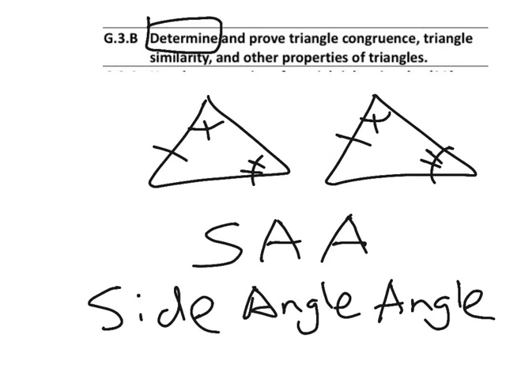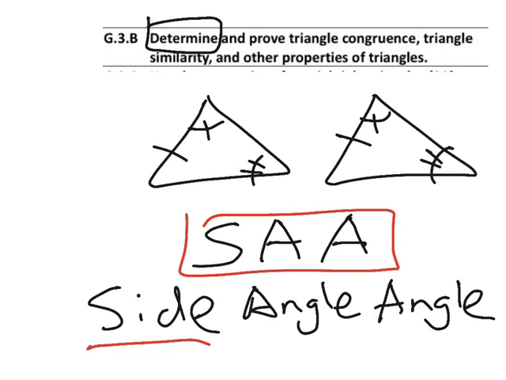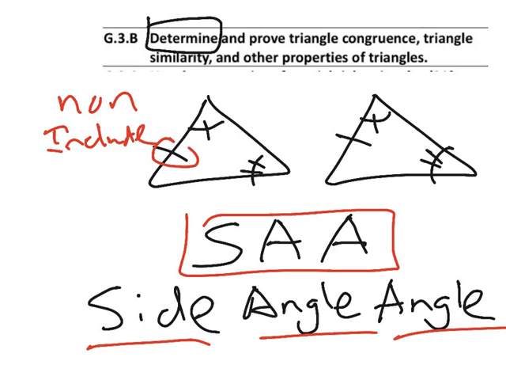Last shortcut is called SAA, stands for side, angle, angle. And if you look really closely at the triangles at the top, you will see the difference between this one and the others is the position of this side. We call that the non-included side. The non-included side is not in between the two angles. SAA works as a triangle shortcut for proving two triangles are congruent every single time.